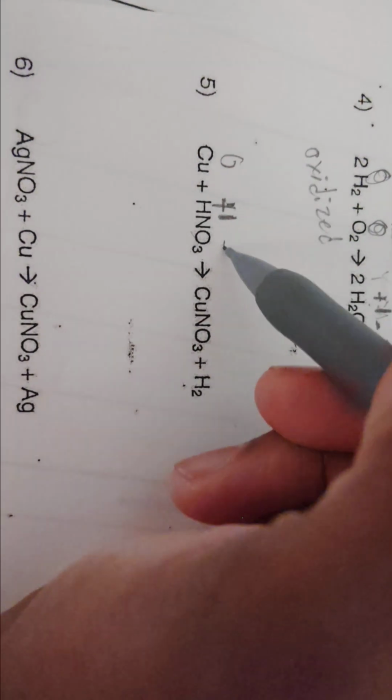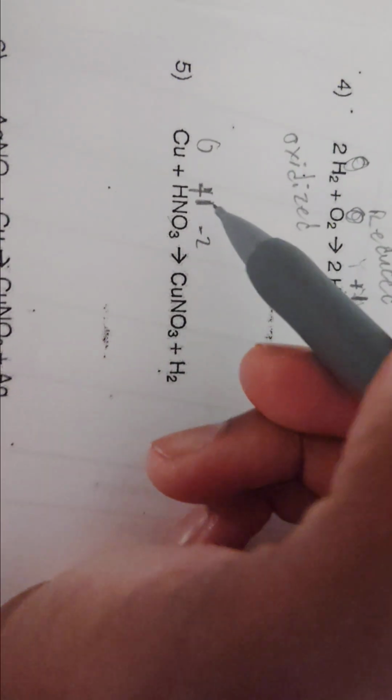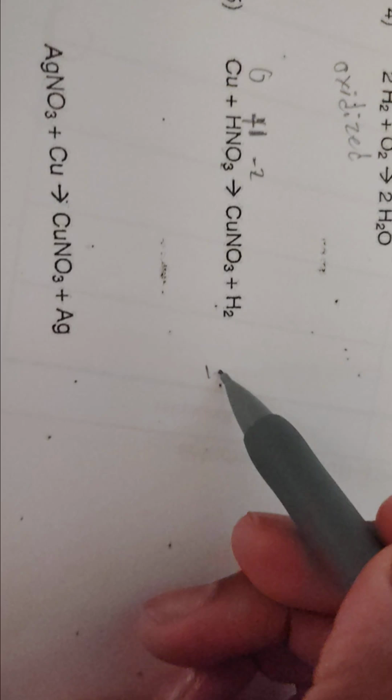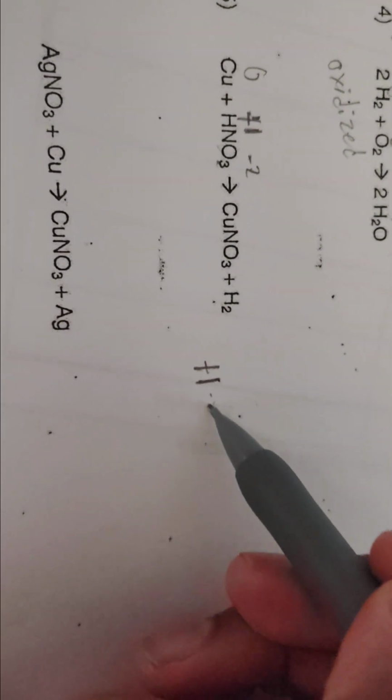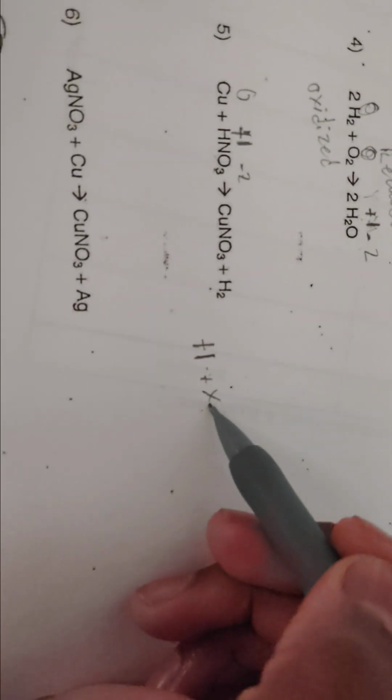So O2 is always a -2. And since there's 3 of those and then there's 1 here, so let's think about it like this. -2 plus 3. So we're looking for the nitrogen. So we can do this, +1 plus x, right? Because N is equal to x. And so we're going to do a little bit of algebraic expressions right here.